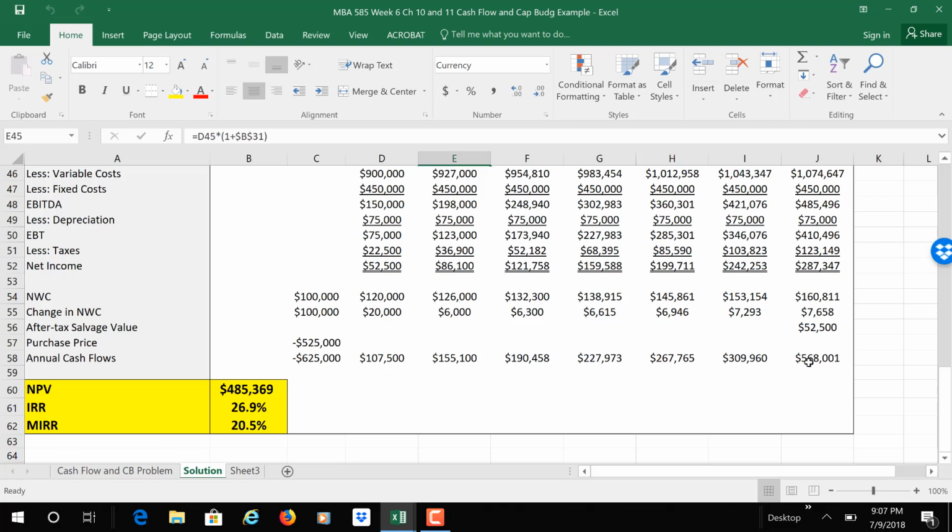Again, if you're not quite following this, go take a look at that example that you have in Moodle, examine those cash flows, examine those equations to figure out where those numbers came from. Those are the cash flows. How do we get the net present value?